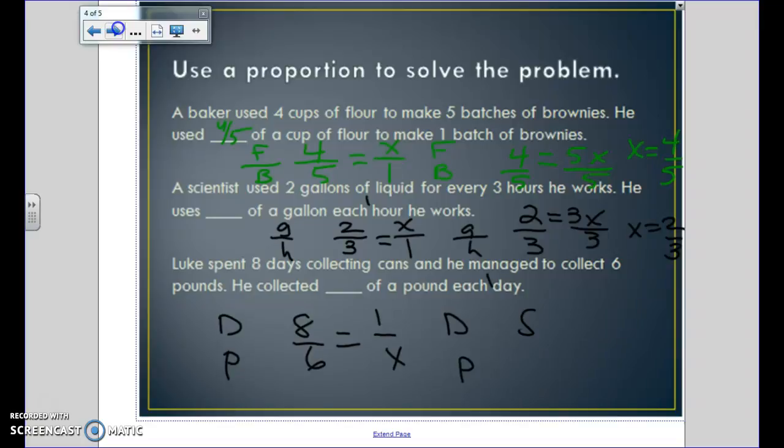So 8 times x is 8x. 6 times 1 is 6. Let's go ahead and solve for that unknown. X must equal 3/4. So it looks to me like he collected 3/4 of a pound each day.